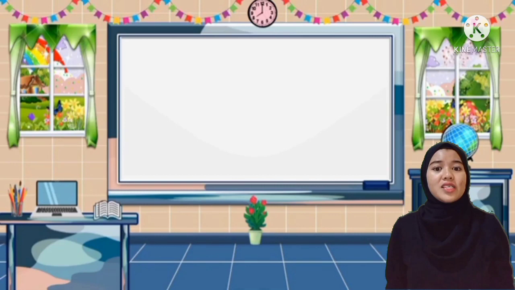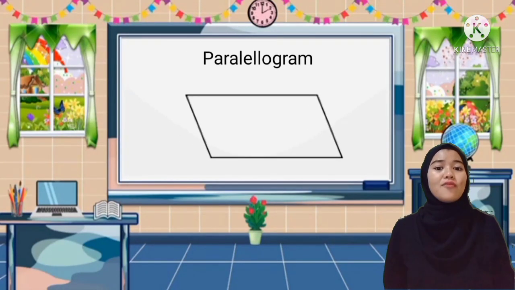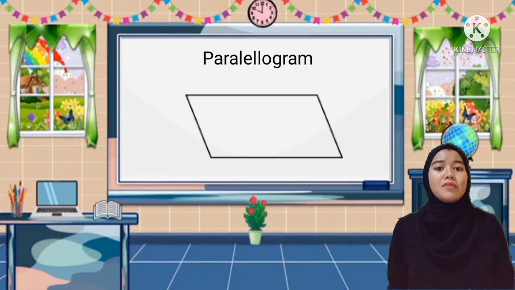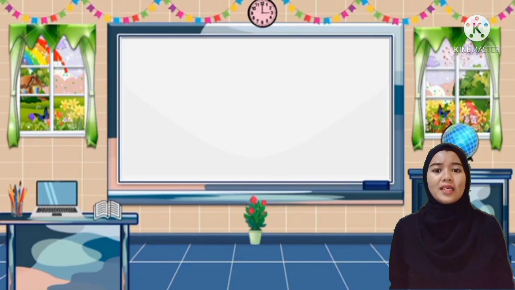Okay, I will discuss the second material, which is a parallelogram. Definition of parallelogram. A parallelogram is a 2-dimensional flat shape consisting of 2 pairs of equal and parallel sides, but the 4 angles are not right angles.